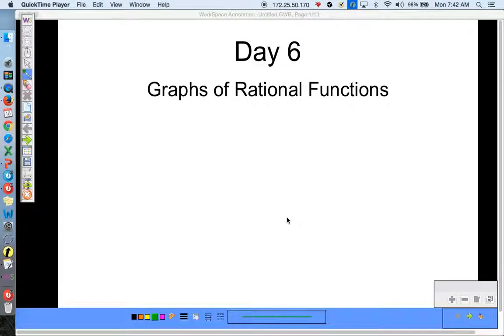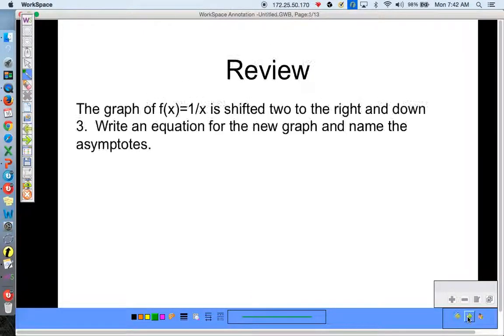We're going to take a look at some more complicated rational functions and their graphs. So the first thing, let's see, we have a graph of 1 over x, shifted 2 to the right and 3 down. Write an equation for the new graph. So 2 to the right would be 1 over x minus 2, and then down 3, minus 3. So the new asymptotes would be at x equals 2 and y equals negative 3.